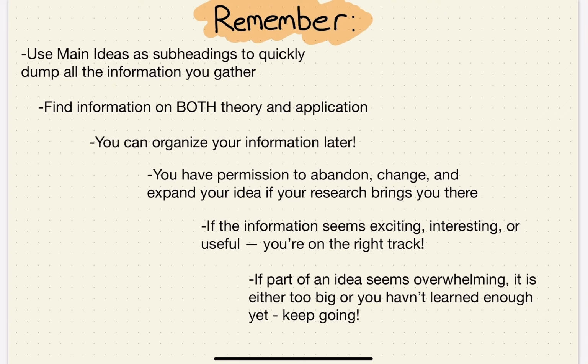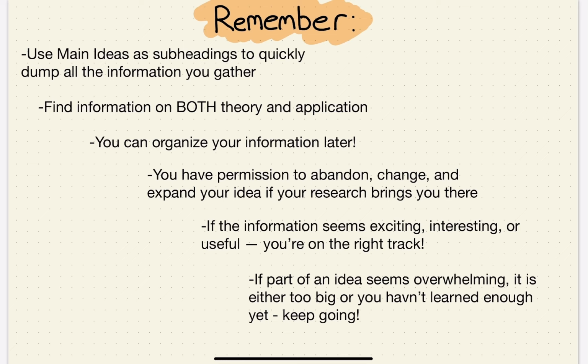Here are some helpful tips for when you do this, okay? You want to use main ideas as subheadings to quickly dump all of your information. So you probably already started with 3 or 4. If you can expand that to 5 or 6 different subheadings, anytime you come across information that you think is relevant, you can dump it into those different subheadings.